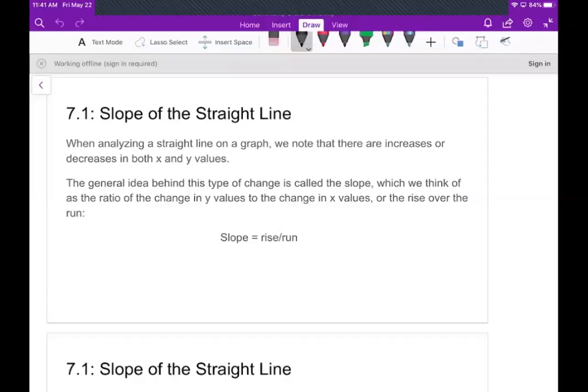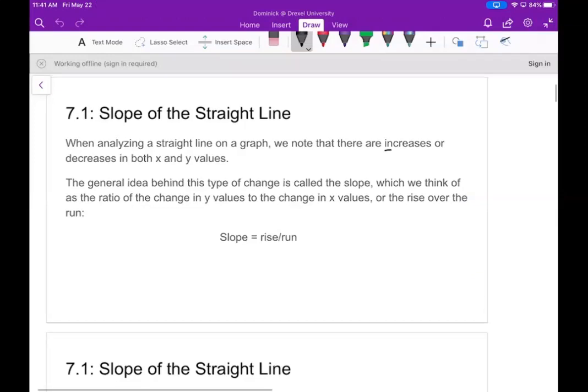Okay, guys, welcome. Today we're going to talk about how to find the slope of a linear function. Now, when you're looking at a straight line on a graph, you can see that it's either going to be increasing or decreasing. And you can look at increases and decreases in both of your x and your y values, right? So one way that we can classify this change is what's called slope, right? And another way that you can think of slope is how steep the line is.